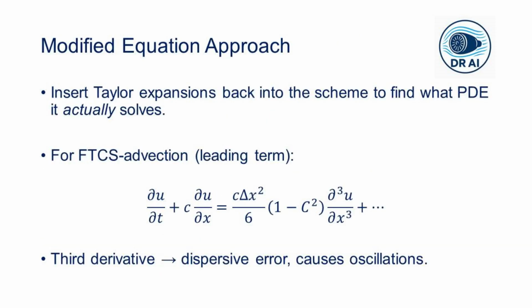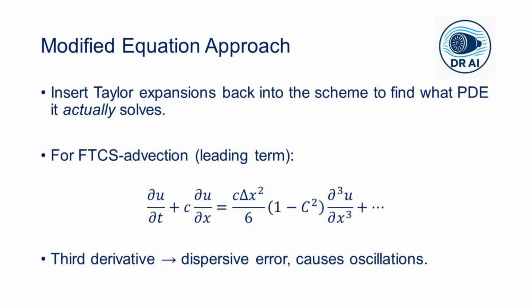Now another powerful tool is the modified equation method. Here we ask what PDE our numerical scheme actually solves, including the leading truncation errors. So for FTCS advection, we substitute the Taylor series expansions back into the scheme and retain the higher order terms. After some algebra, one finds that the scheme approximates this particular equation written on this slide.